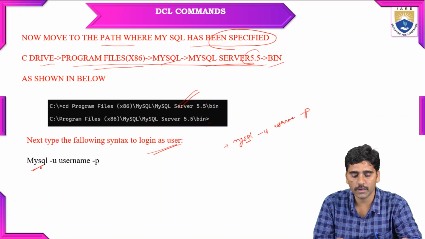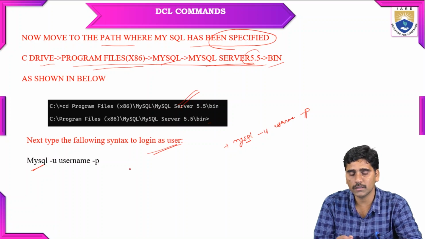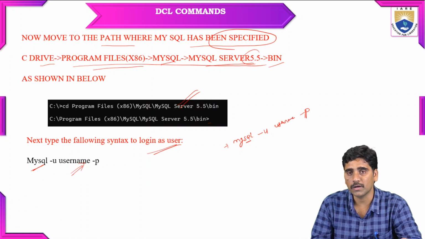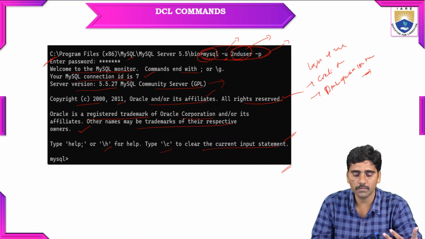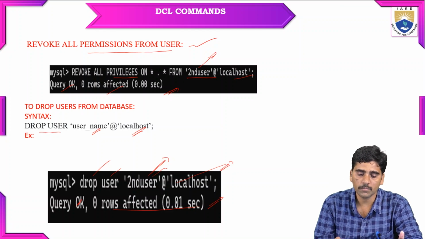mysql -u username -p. That indicates that the username with the identified password is going to log in as a MySQL user. So type the MySQL user command. It displays all the information about starting. After it displays all, we can also revoke permissions. If you want to revoke the permissions, you can use the command.